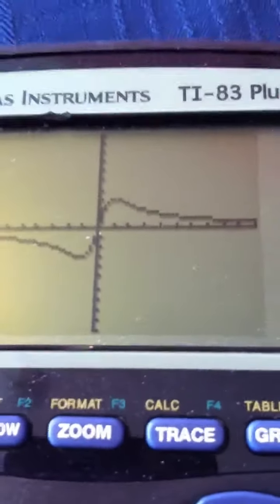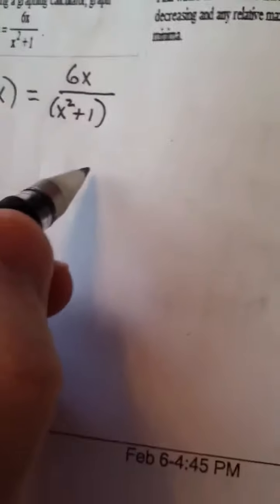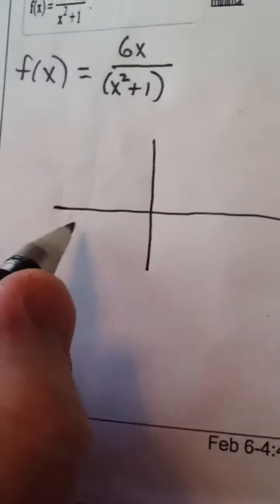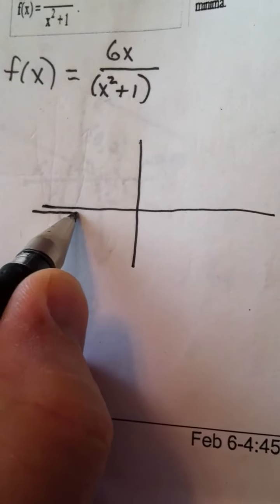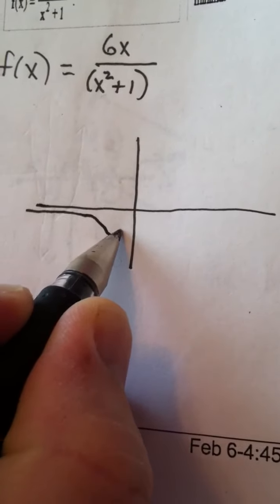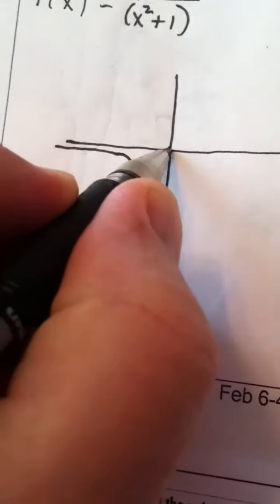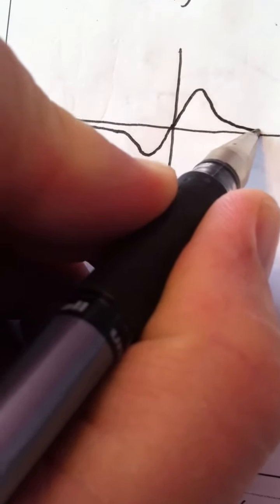So we have a function that looks like this, okay? And roughly, if I trace that to my paper, it comes very close to the x-axis, never touches it though, comes down to a little valley, passes through the origin, comes up to a hill, and then comes back down here.